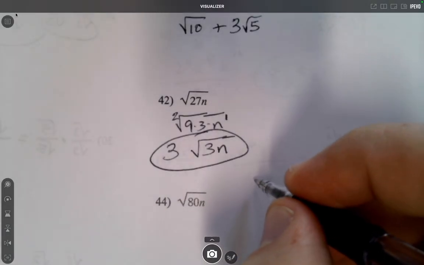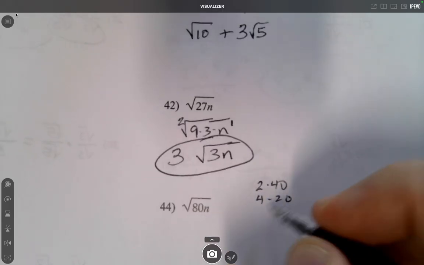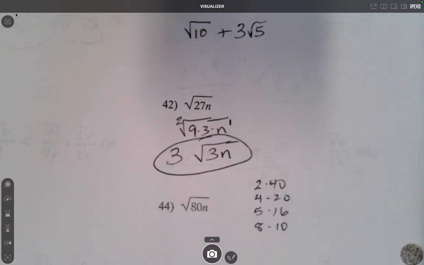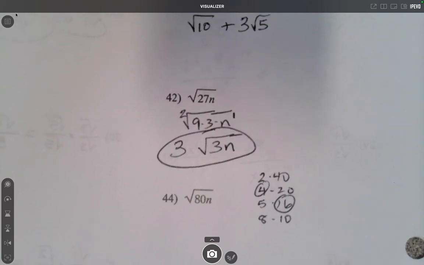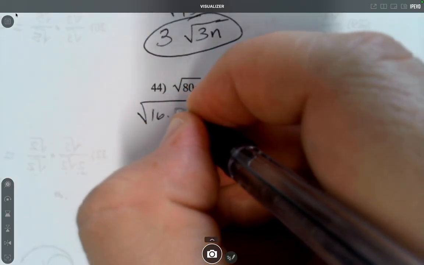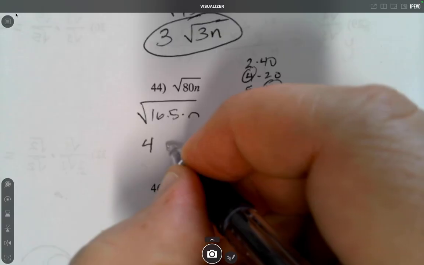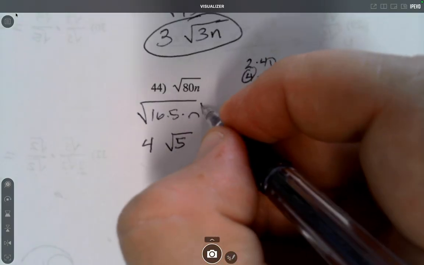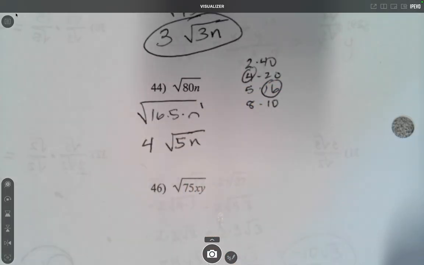Okay, 80. I'm going to list all the possibilities. 2 times 40, 4 times 20, 5 times 16, and 8 times 10. So we do have 2 perfect squares, but we want to use the bigger one, which will be the 16. So we'll write this as 16 times 5 times n. Square root of 16 is 4. Square root of 5 we don't know. And just like it was in number 42, there's just one n. 2 won't go into 1 at all, so that one n is just left inside the radical.